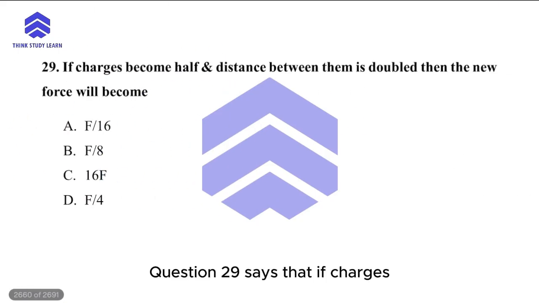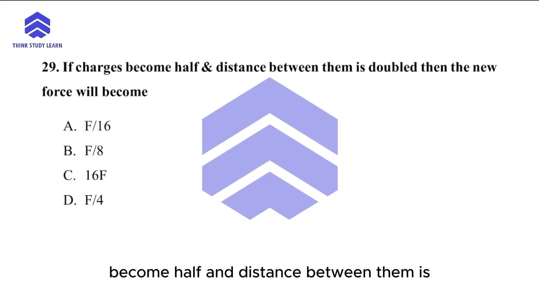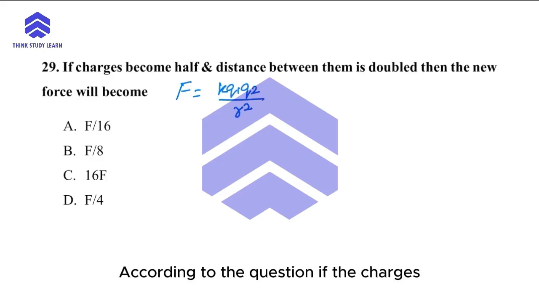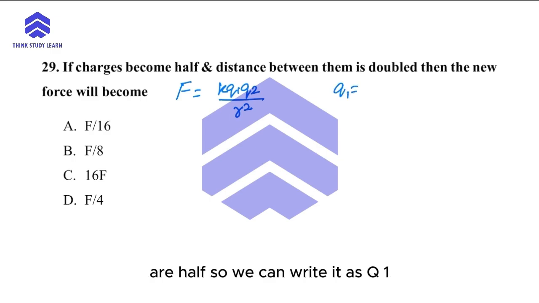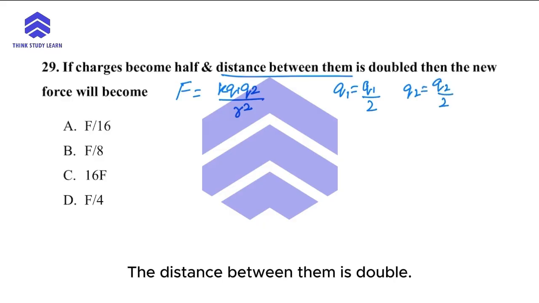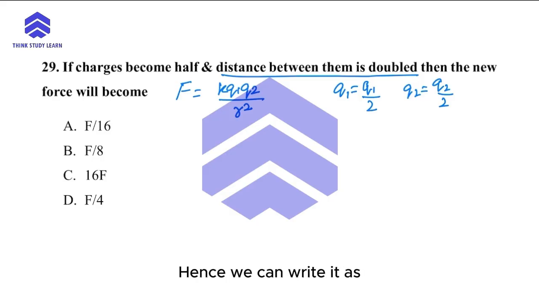Question 29 says that if charges become half and distance between them is doubled, then the new force will be. According to Coulomb's law, force is equal to K Q1 into Q2 divided by R square. According to the question, if the charges are half, so we can write it as Q1 divided by 2 and Q2 will be Q2 divided by 2. And the distance between them is doubled. Hence, we can write it as R is equal to 2R.